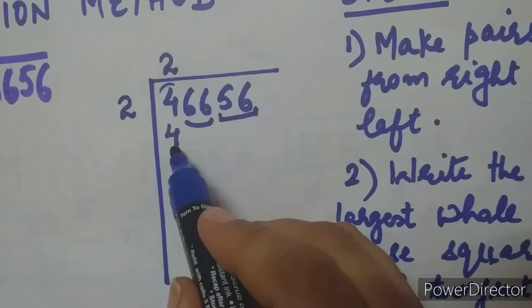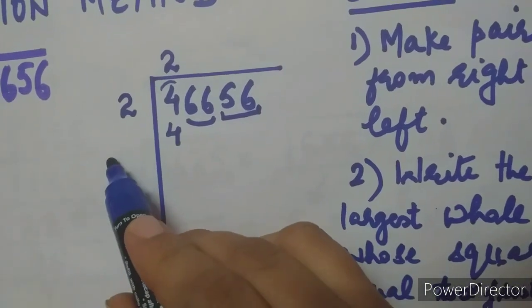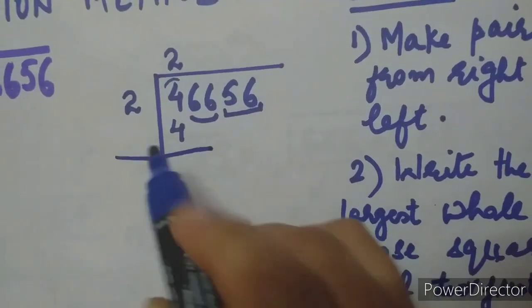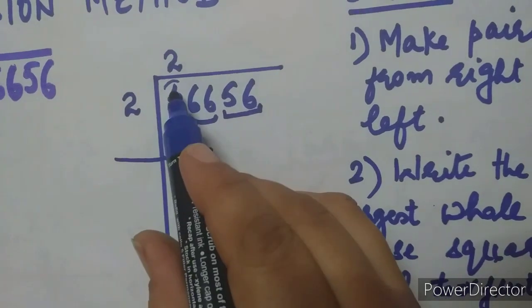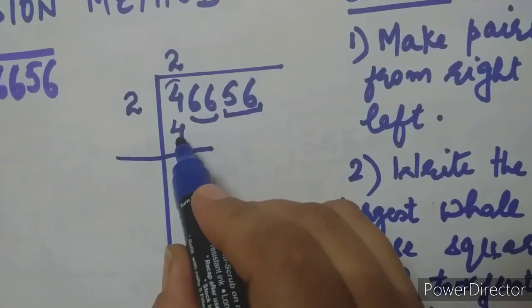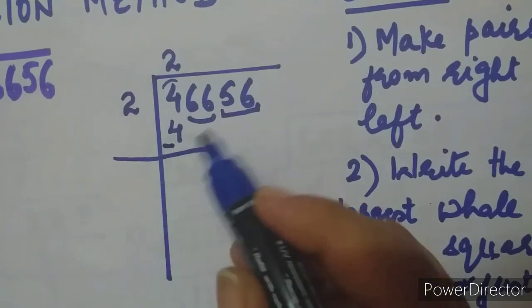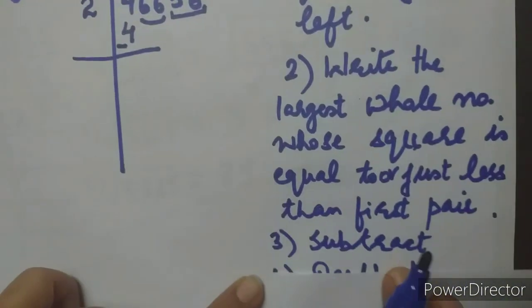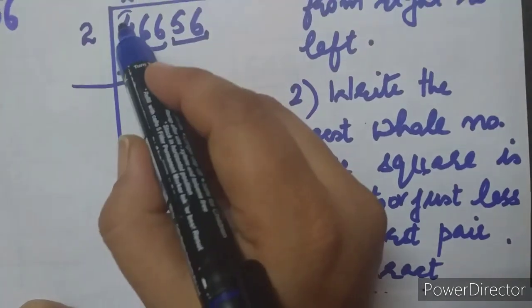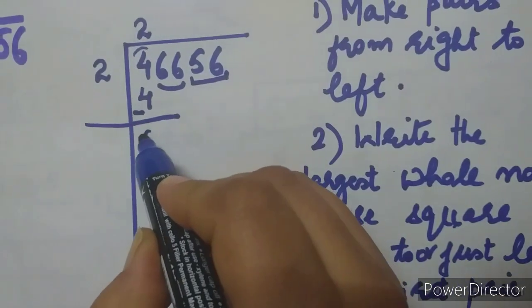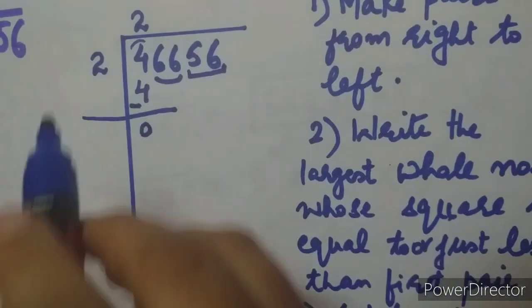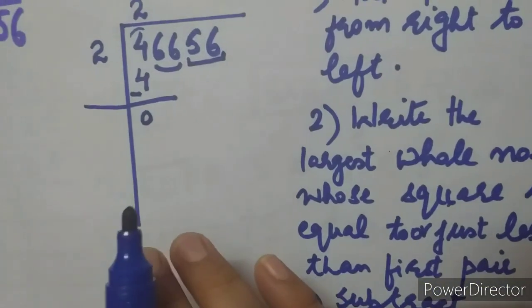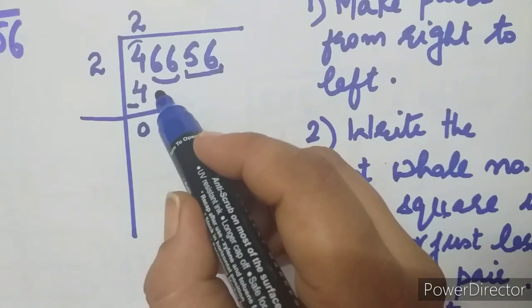Now once this step of division is over, now comes the same old step, that after writing this answer we always subtract, right? So the third step is to subtract only, and we all know that 4 minus 4 is 0, right? Now one step of the division is over. Now comes the next step.